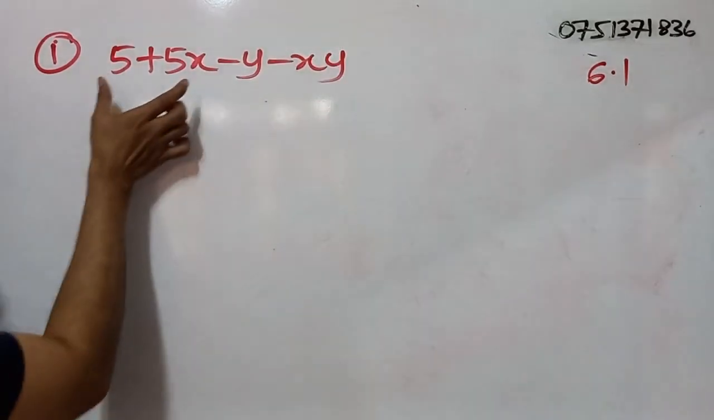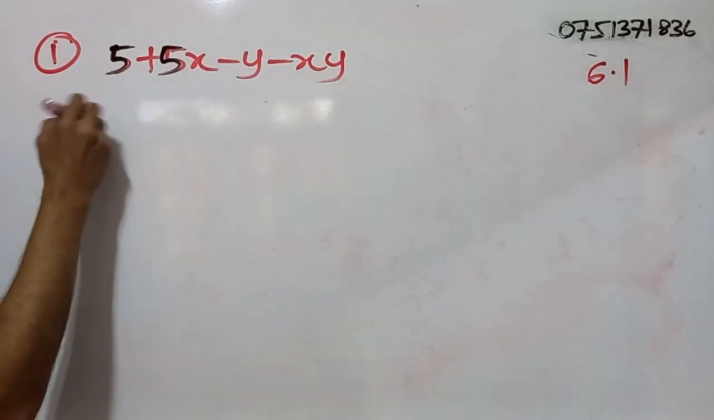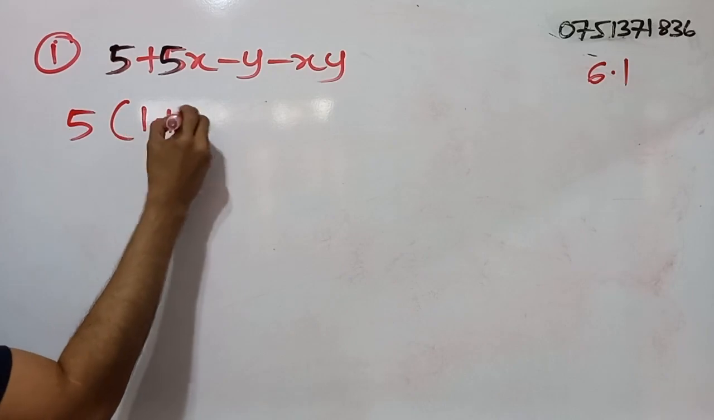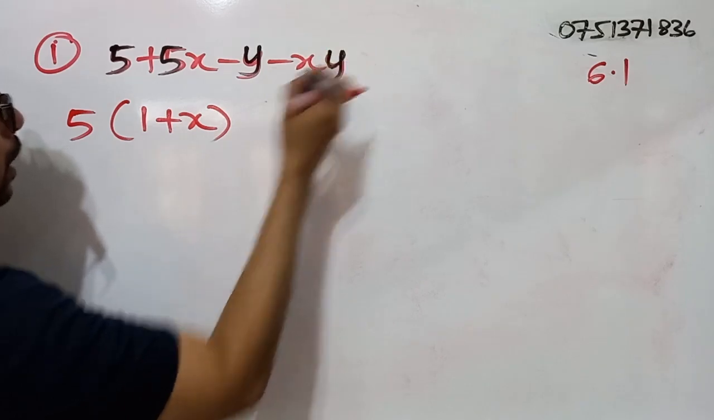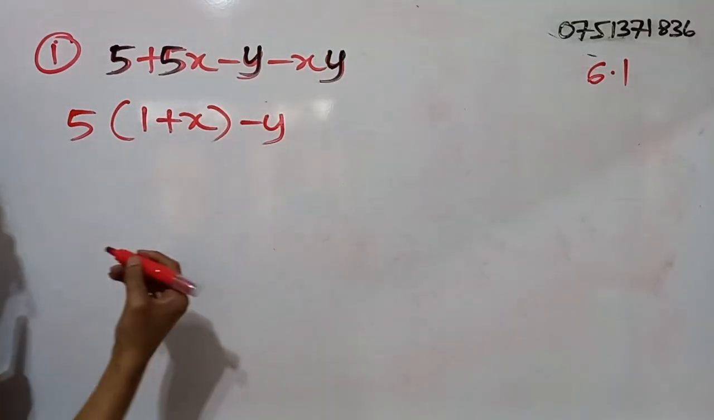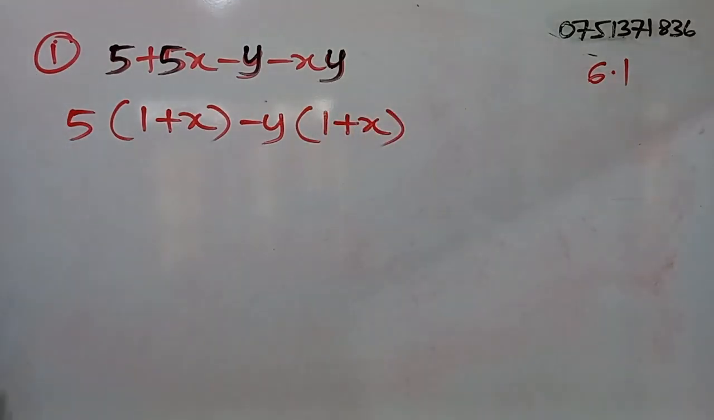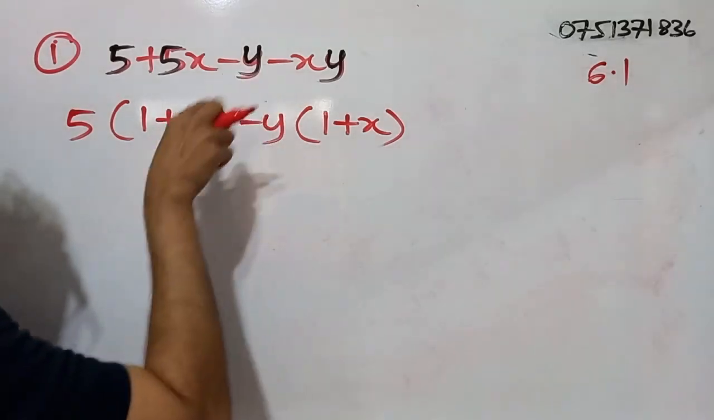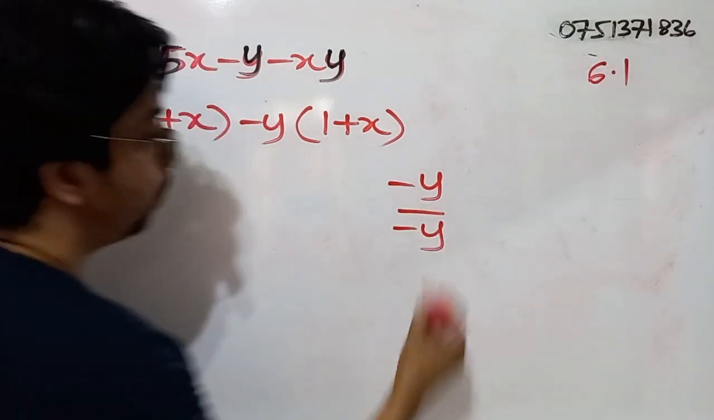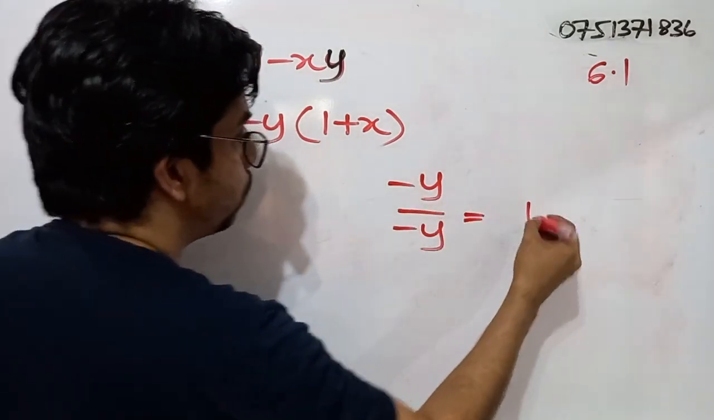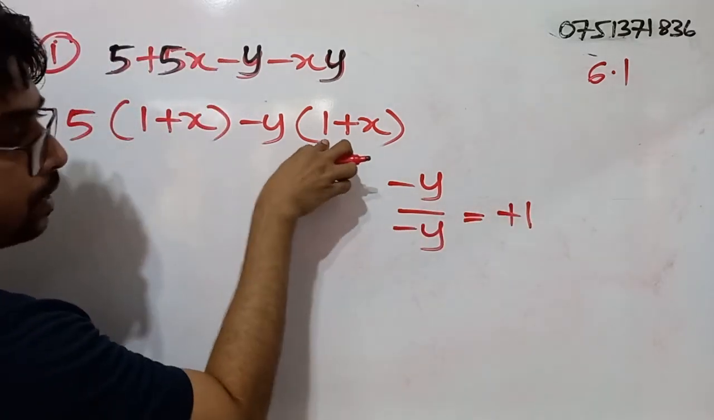Okay. So when we consider these two terms, 5 is common, no? So 5 is a factor. What goes inside? 1 plus x. When we consider these two terms, y is common, but we have to take negative y. So what goes inside? 1 plus x. Right? So we will consider this. So negative y, we have to divide by negative y. Y divided by y, that is 1. Negative divided by negative, that is positive. So that is this 1.